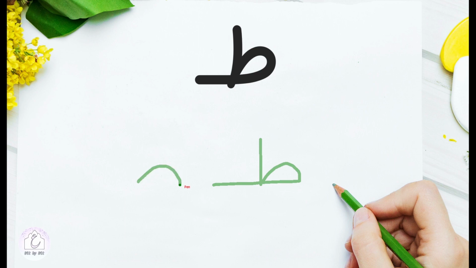Draw a curved line moving clockwise. Then turn left for the straight line with an extension. Then add the vertical line.